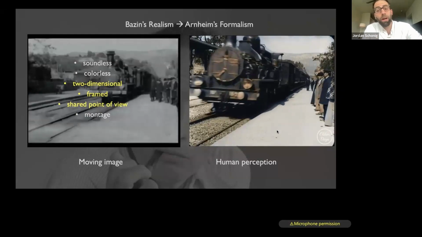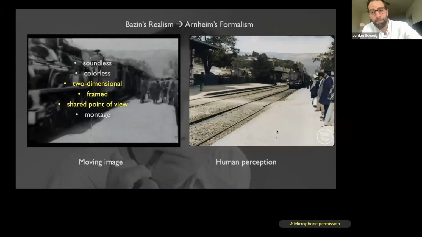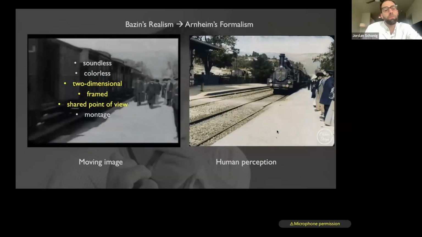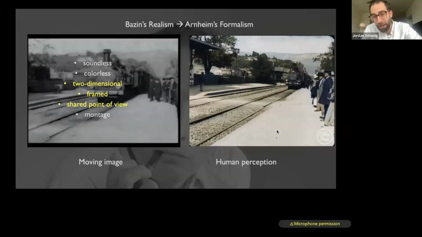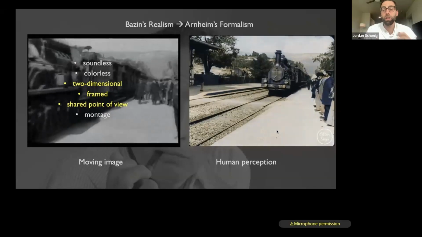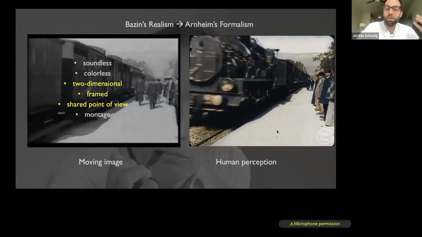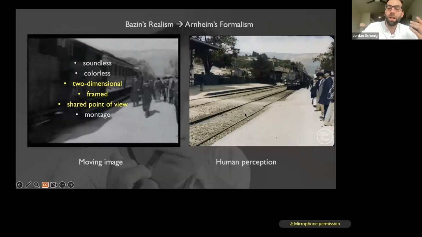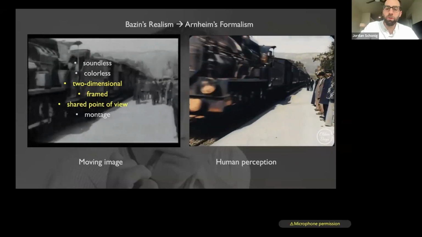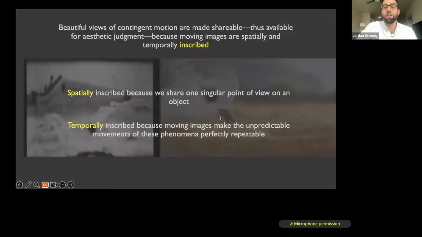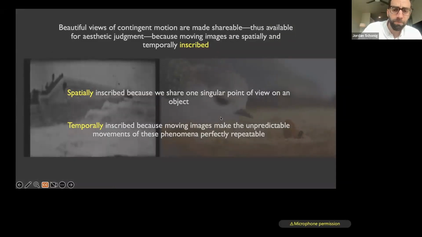He's interested in all the ways that a moving image is distinct from human perception. He's interested in the two-dimensionality. He's interested in the fact that it's framed. He's interested in the fact that we occupy a shared point of view. And I think those things are necessary to understanding what it is that a moving image does to our natural perception of the world, and hopefully explain this strange phenomenon, right?